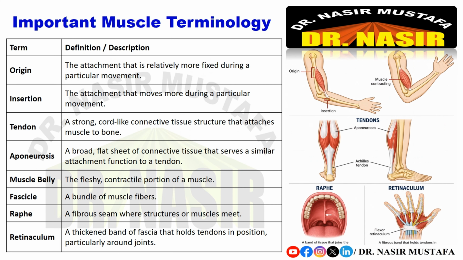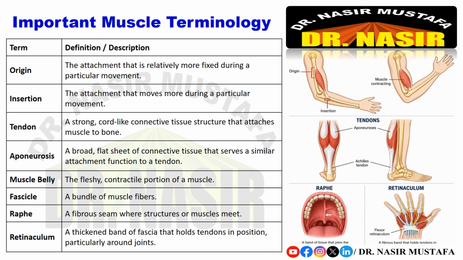Important muscle terminology. Let's review some important terms. The origin is generally the attachment that is relatively more fixed during a particular movement. The insertion is generally the attachment that moves more during that movement. However, these terms are functional rather than absolute, because the roles can reverse depending on the movement.